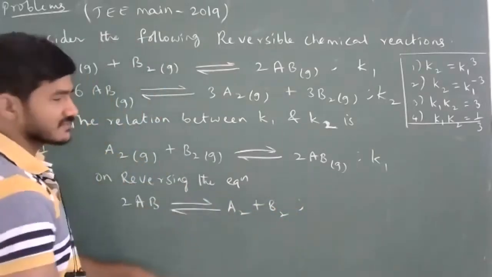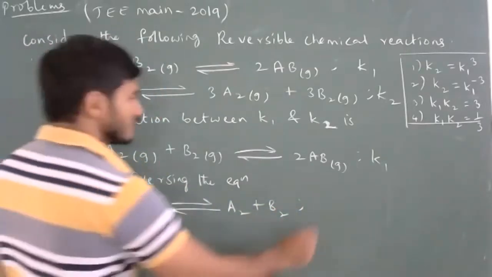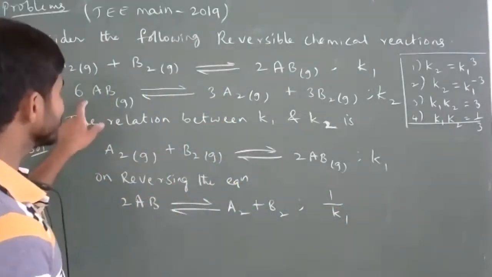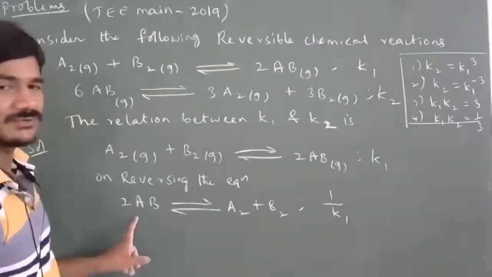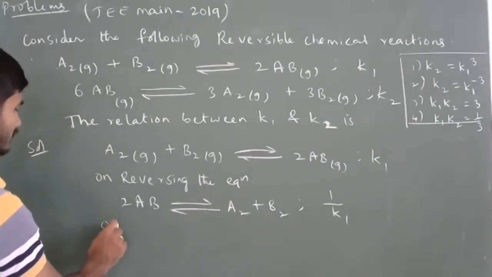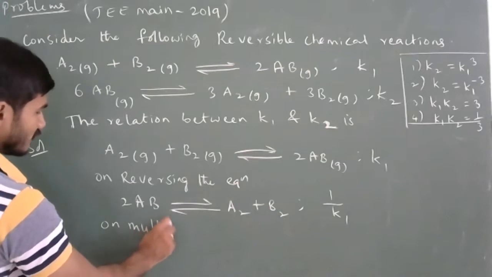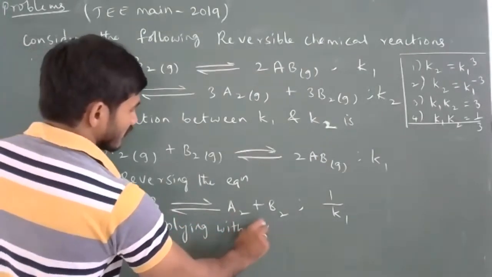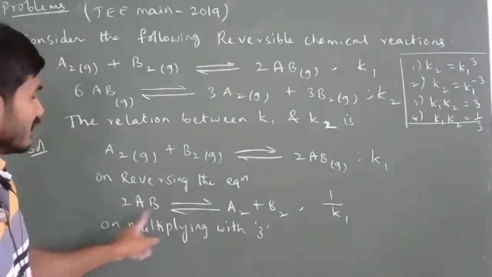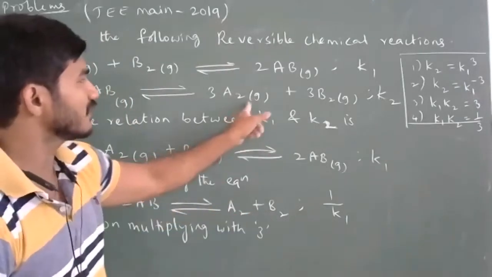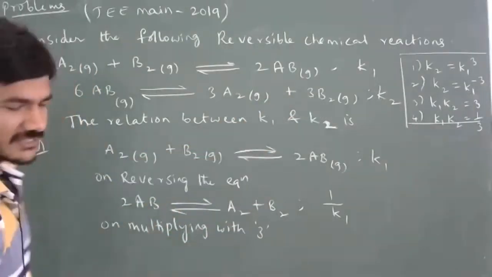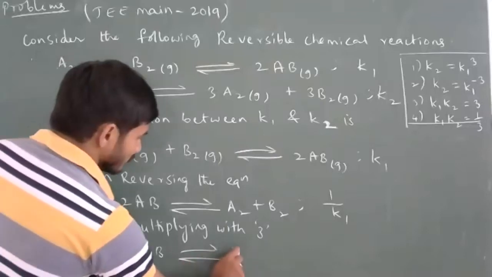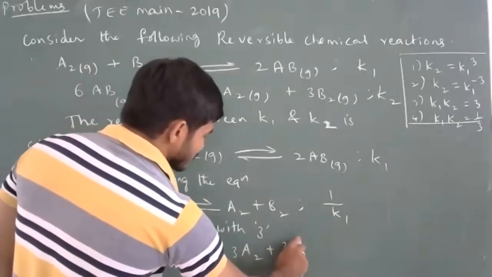So once you reverse, the value becomes 1 by K1. And we are getting 6AB, here only 2AB. So again we have to multiply with 3. When you multiply with 3, we get 6AB, 3A2, 3B2, the same equation. Okay. So multiplying with 3, I'll get 6AB convert into 3A2 plus 3B2.